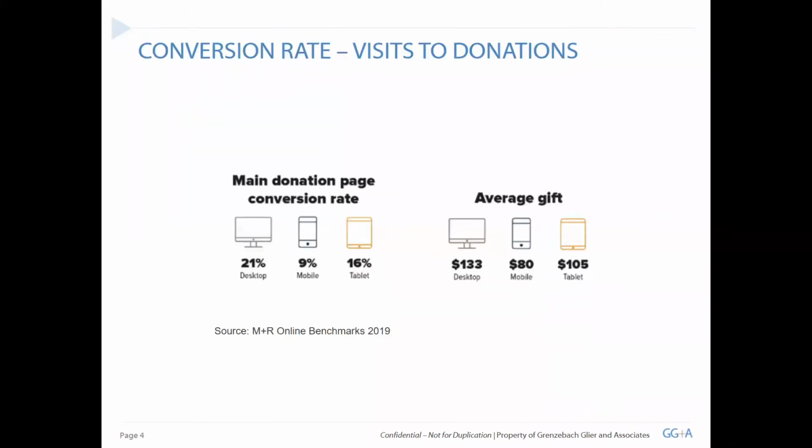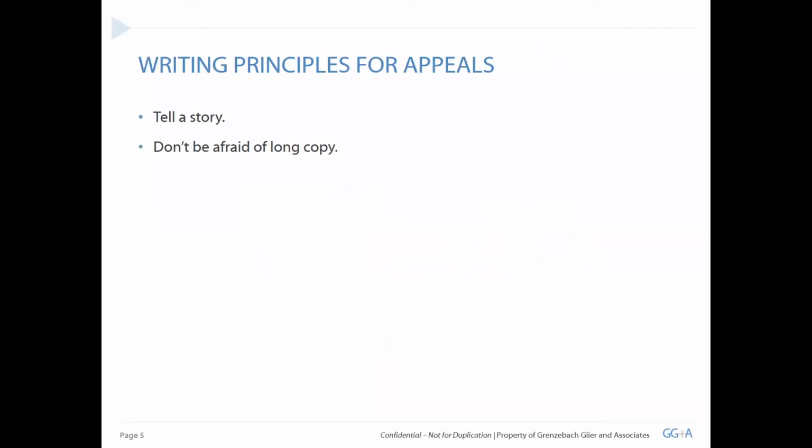So I'm going to hand over here to Jason, having talked about that, and he's going to talk a little bit about the writing principles for annual giving appeals. Thanks, Adrian. Yeah, this is Jason Shough in our communications practice at GG+A.